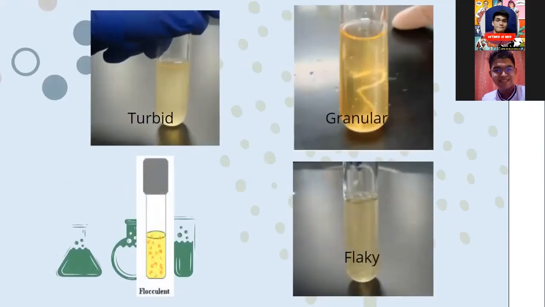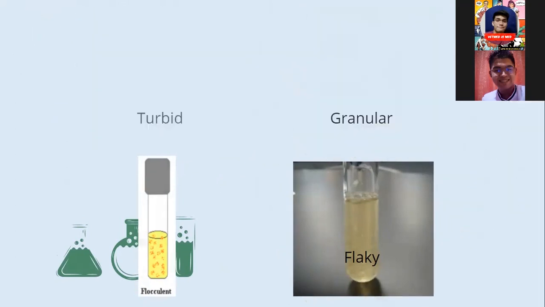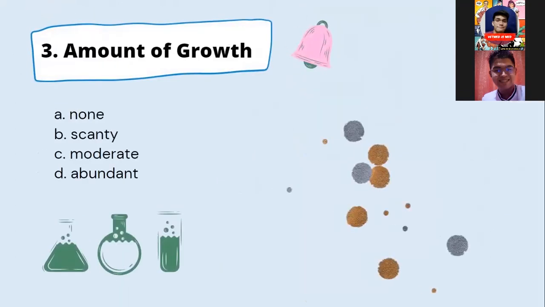These are the examples of subsurface growth: turbid, granular, flocculent, and flaky. Next. Amount of growth. Amount of growth can be none, scanty, moderate, and abundant. Identification of bacterial growth patterns in broth is significant because it allows us to see critical traits that aid in the identification of the bacterium under consideration. Next.